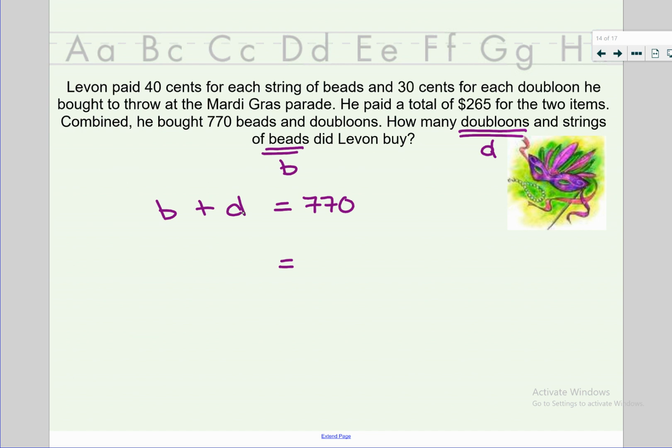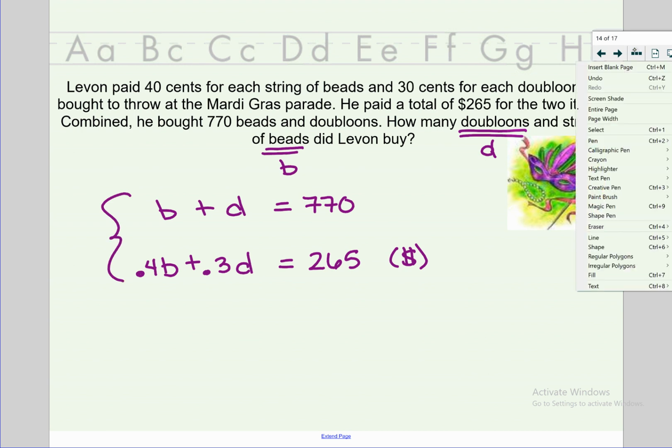Okay. What's our other total that we have in this information? 265. That's a dollar amount. So this is where your cost is going to come in. So that's how you know what to put in which equation. If it's my dollars, 40 cents is, how do I put that in an equation? What number do I use? 0.4. So 40 cents per string of beads. Per means multiply. Plus 30 cents per doubloon, however many I buy, equals $265 total. And that's your system that you can solve.